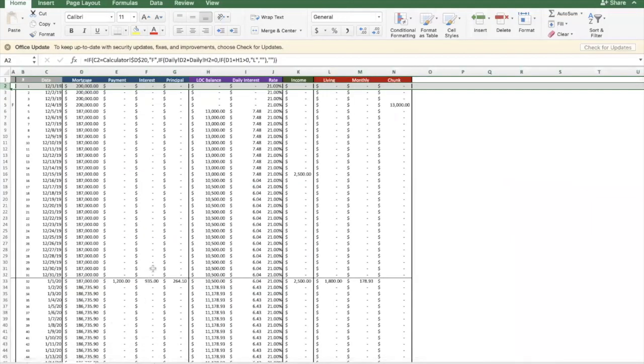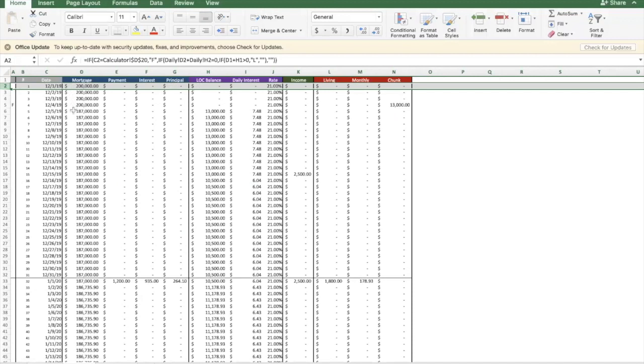So if we go back up to the start of this loan, nothing changes on the mortgage. That's going to stay the same. What's changing is the line of credit balance, the daily interest, and then the chunking amount. So let's show you what's happening. So month one, day one, you buy your home, you originate the loan for $200,000. Whoop-de-doo. You go on living your day, your balance is still $200,000.